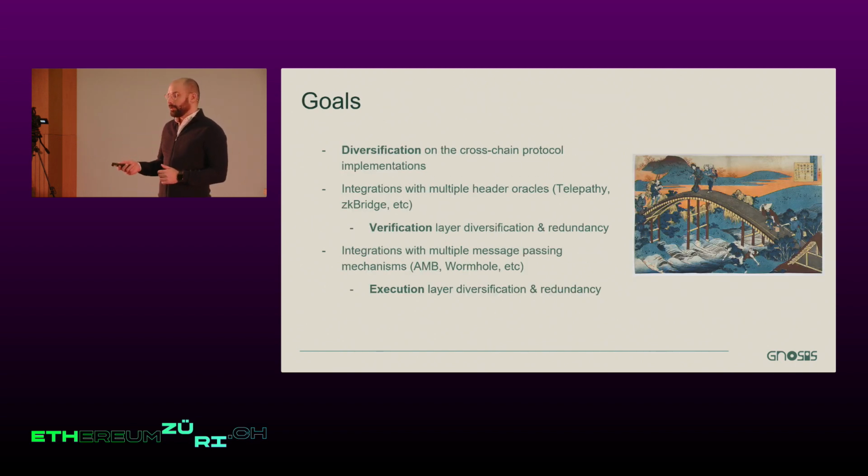The main goal of this framework is diversification. You may have heard of Ethereum protocol client diversification, for the reason that in case there's a zero-day bug on one, you can fail over to other mechanisms. The same thing we want to do here, especially on the verification layer. So we want to implement different kinds of ZK light clients, different kinds of mechanisms on the verification layer, and of course on the execution layer as well, although it's not that crucial.